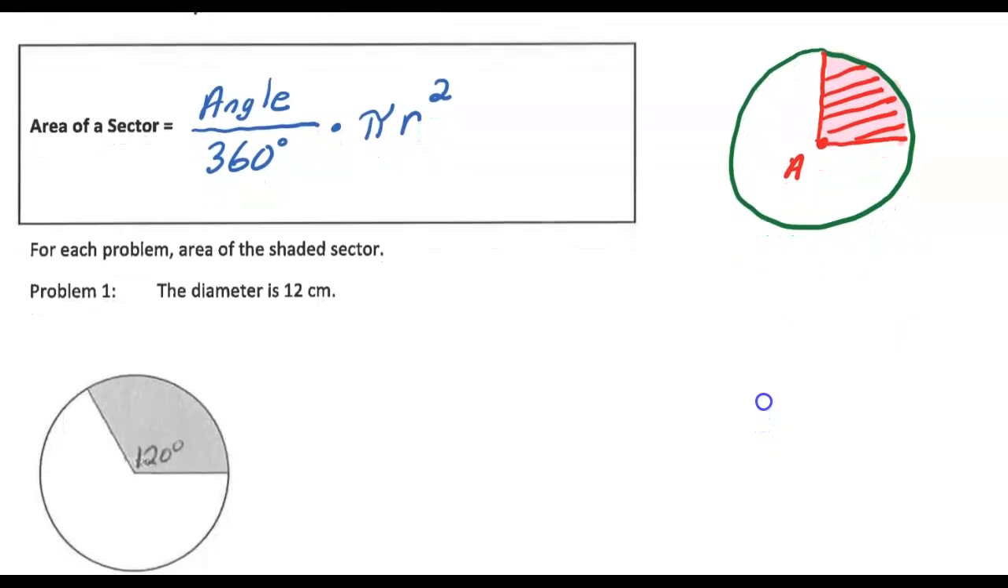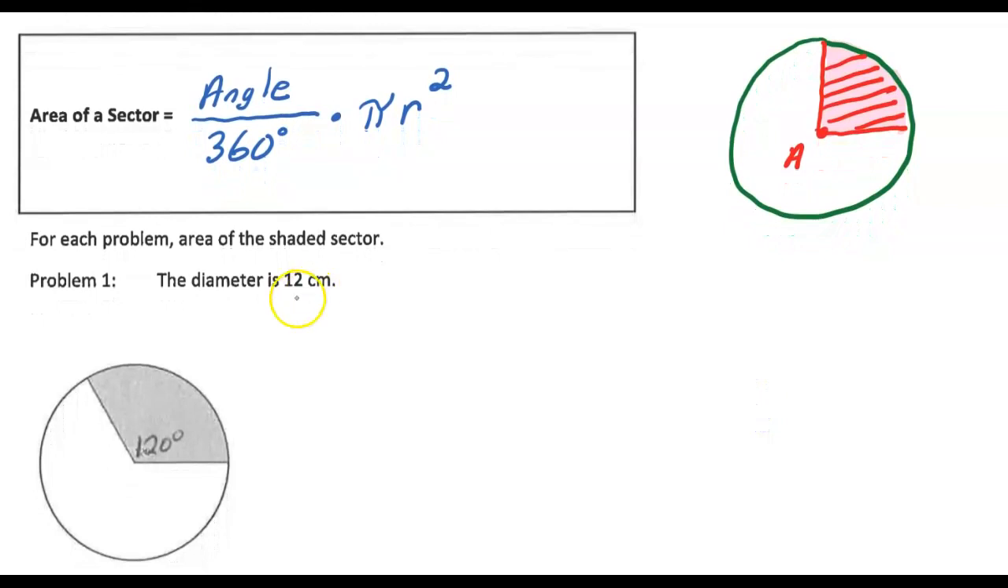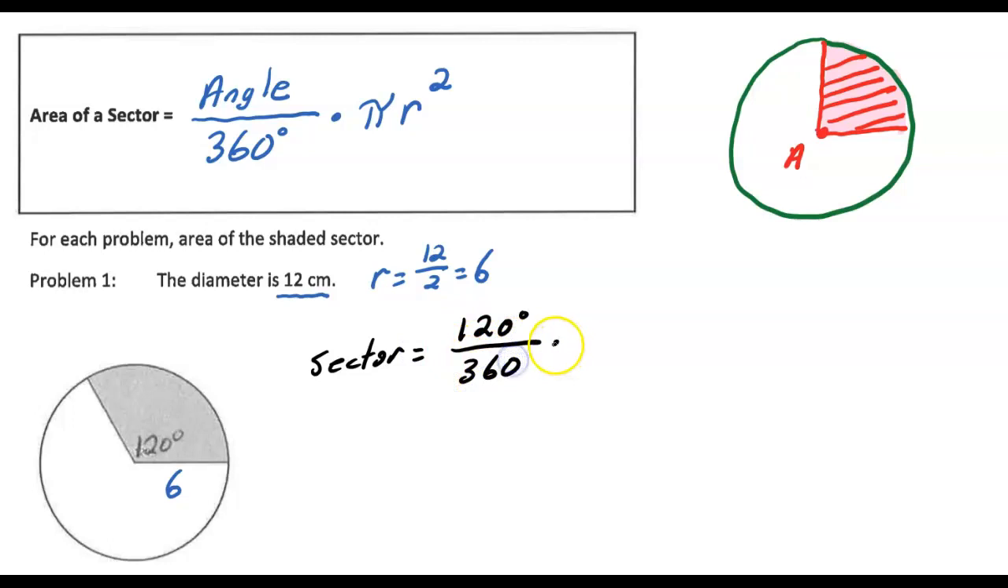So if we look at example number 1, the diameter is 12. That means the radius is 6. So this radius is 6. Then the area of the sector would be 120 over 360 times pi times 6 squared. And I'm going to want both the SAT answer and the decimal approximation.